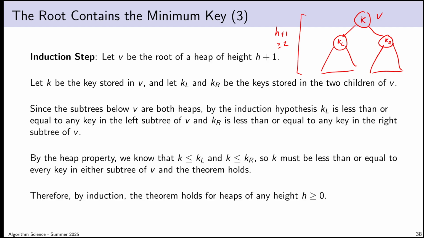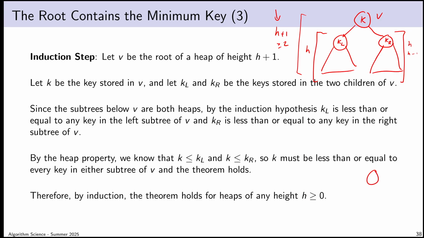Okay, so what do we know about the heights of those subtrees? Well, if the height of the whole tree is h plus 1, then at least one of the left and right subtrees has to have height h, but they don't both have to have height h necessarily. Because it's a complete binary tree, the left subtree definitely has to have height h, and the right subtree has to have height either h or h minus 1.